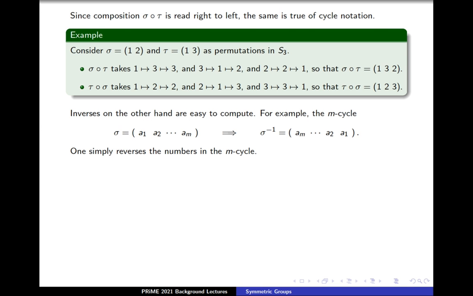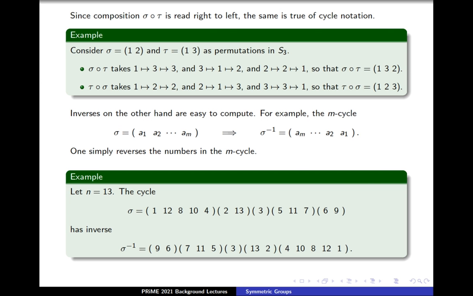On the other hand, if we study inverses, these are easier to compute using cycle notation. For example, if we have an m cycle, sigma equals (a1, a2, up to am), we can write sigma inverse in cycle notation by reversing the numbers in the m cycle. So we'll get (am, down to a2, a1).